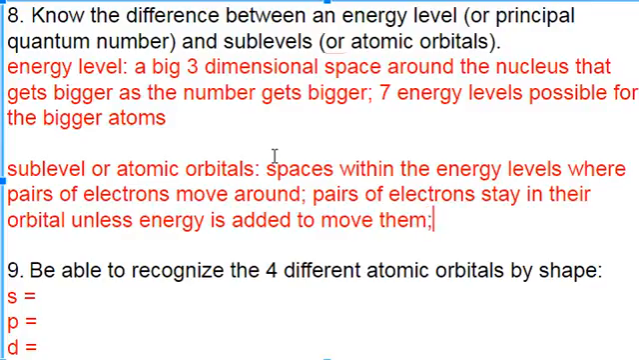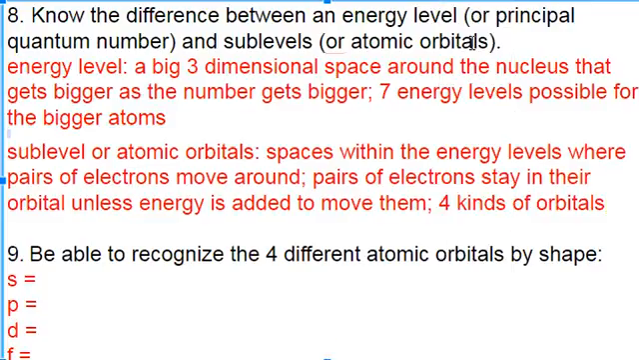Other thing you should realize about atomic orbitals is energy levels are this big three-dimensional space, but atomic orbitals each have their own shape. And rather than talk about those right here, that's what number 9 asks, what are the 4 shapes? So you should be able to recognize any one of the 4 different atomic orbitals. Actually, the F you're not going to see because scientists don't agree on it, but you should be able to recognize 3 of the 4 different orbitals.